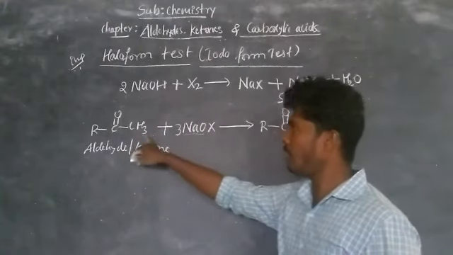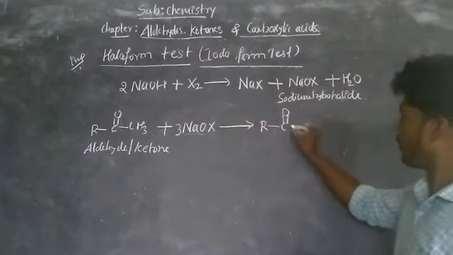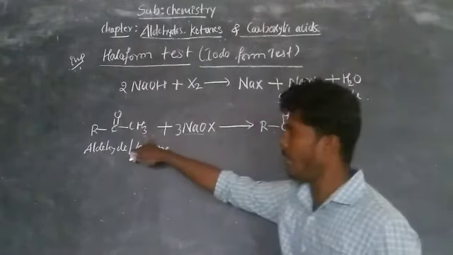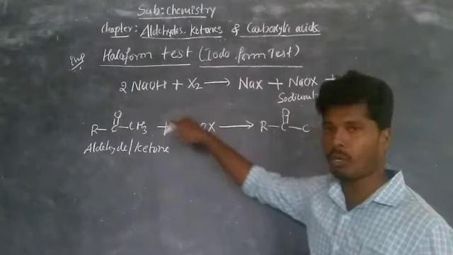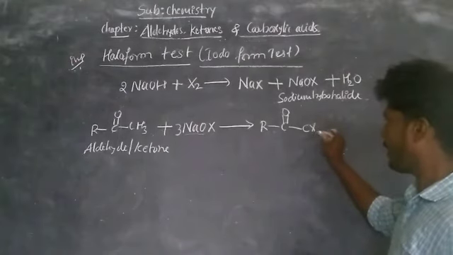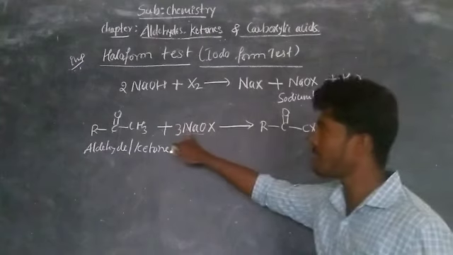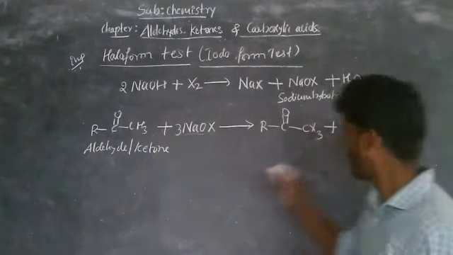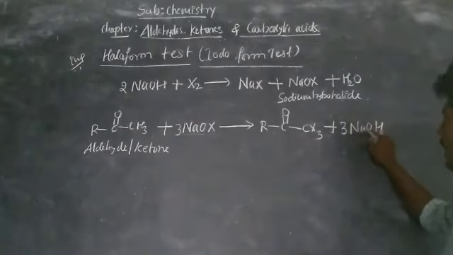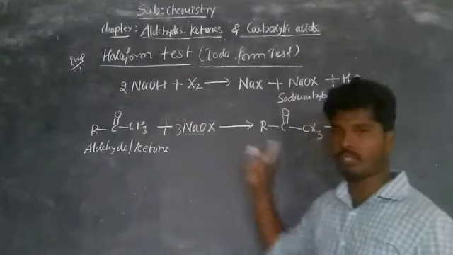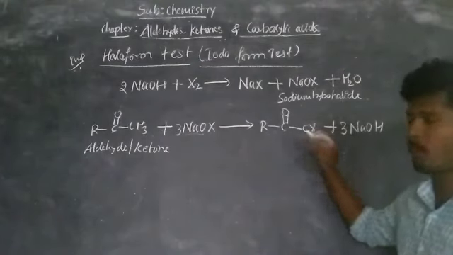Those 3 with this hydrogen become HX. The 3 hydrogens are replaced by these 3 halogens, so 3 into X becomes X3. In place of 3 hydrogens we are writing 3 halogens, plus the remaining NaO and H. How many hydrogens are there? 3 hydrogens, that is 3 NaOH. Okay, the chemical reaction is balanced. This is called a halocarboxylic compound.